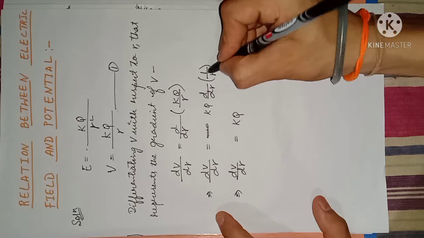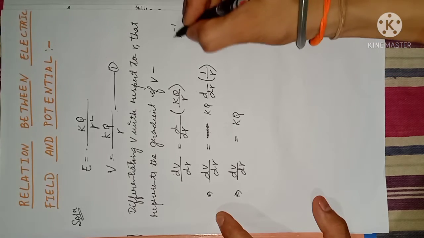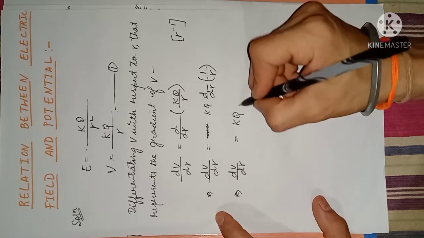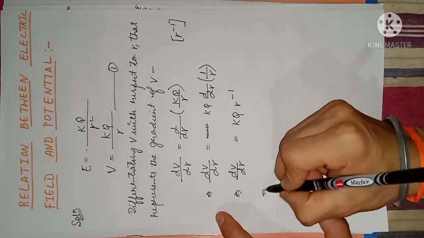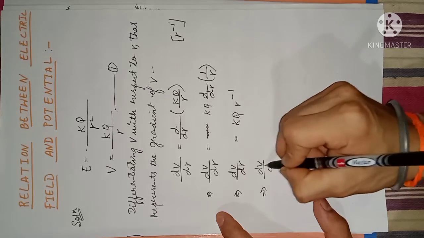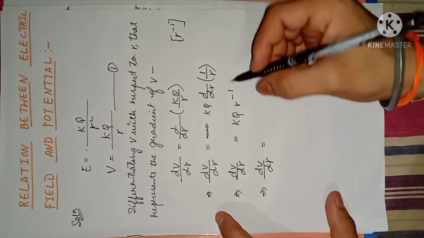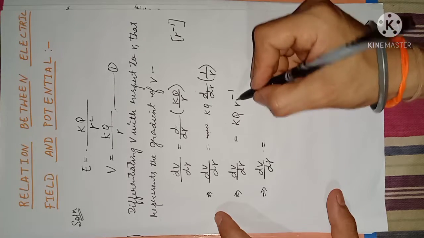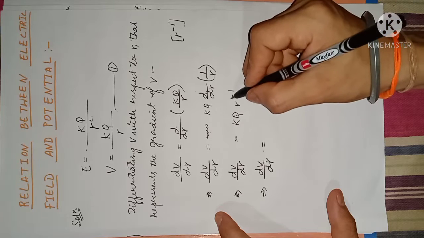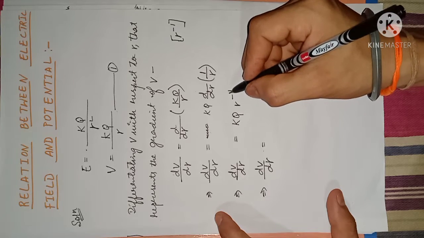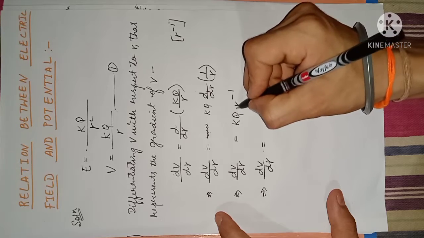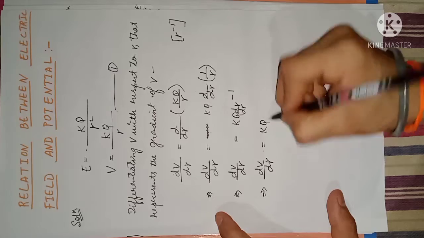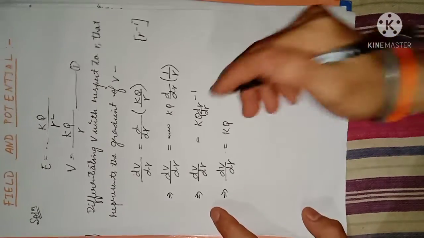Now this 1 by r can be written as r to the power minus 1, isn't it? We have learned this already. So we can write 1 by r as r to the power minus 1, and dV by dr is equal to kq times d by dr of r to the power minus 1.